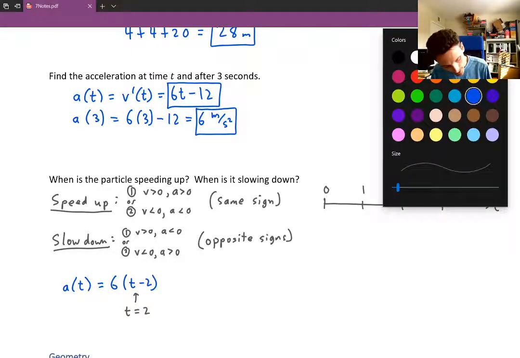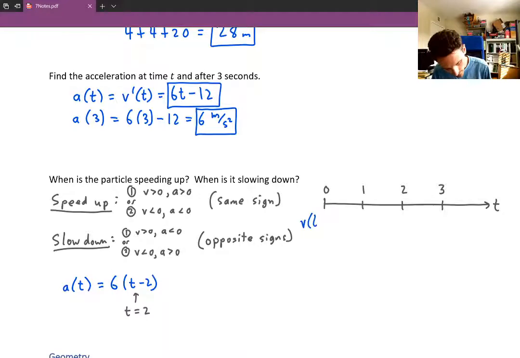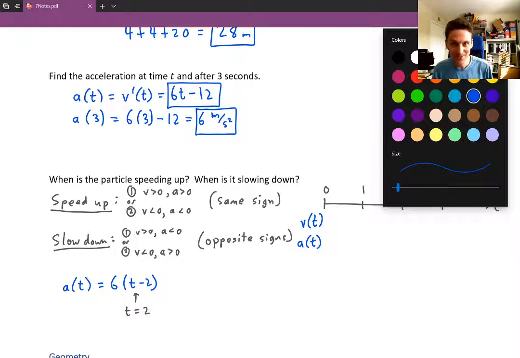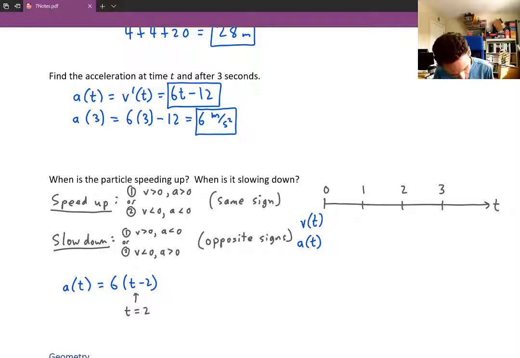Then we're going to make a row for velocity, and a row for acceleration. And we're going to write down the places where velocity was 0. That was t equals 1 and t equals 3. And then in the acceleration row, we're going to write where acceleration was 0, and that's at t equals 2. That's where acceleration is 0.